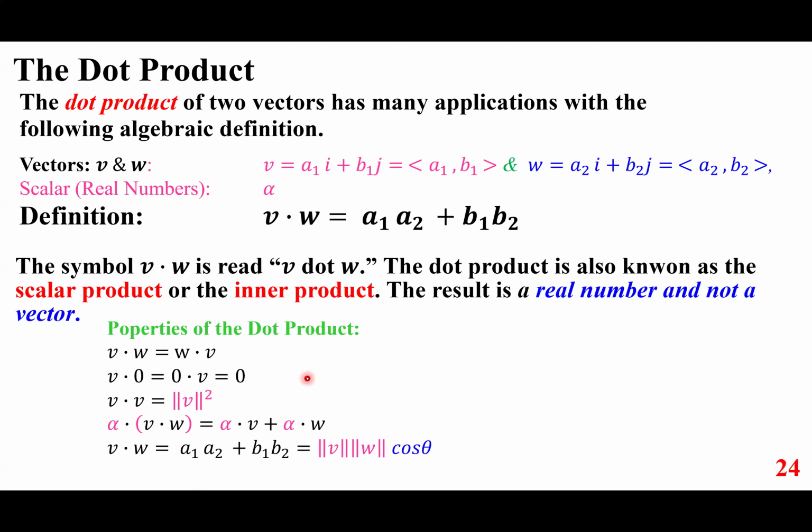V dot 0 must become 0 because the 0 vector has component 0. V dot V results in the magnitude squared. If you multiply the dot product by alpha, it's the same as alpha times V plus alpha times W. V dot W is A1, A2 plus B1, B2, which is the magnitude of V, magnitude of W, cosine theta.